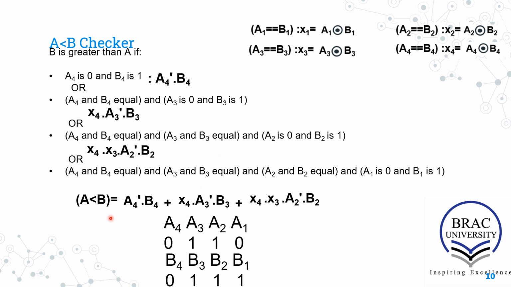And finally, the last case where A can be less than B, if A4 and B4 are equal and A3 and B3 are equal and A2 and B2 are equal, then we look at A1 and B1, and if we see that A1 is 0 and B1 is 1, then A is less than B. So translating this, A4 B4 equal means X4 and A3 B3 equal means X3, and X2 represents that A2 and B2 are equal, and if we see that A1 is 0, so A1 bar and B1. So this will be the last term of our equation. So this is the final equation to check whether A is less than B.